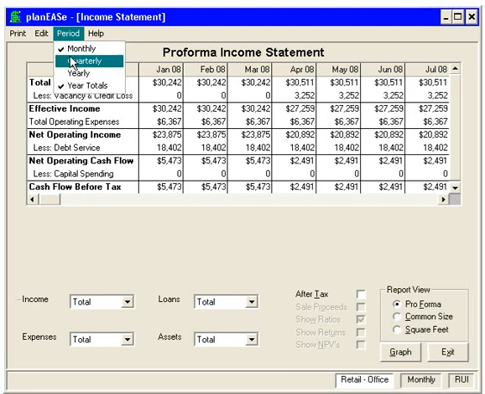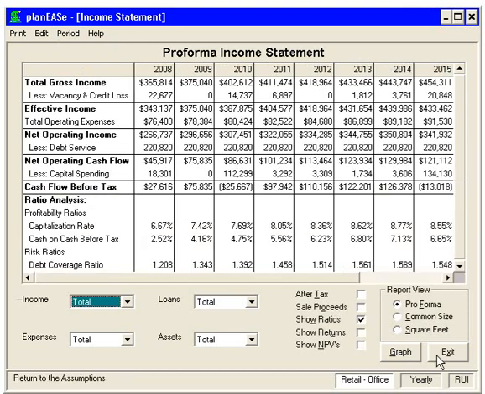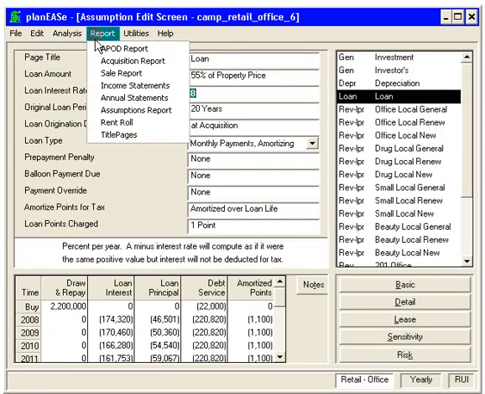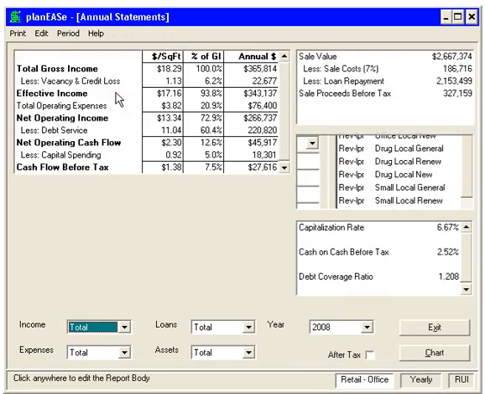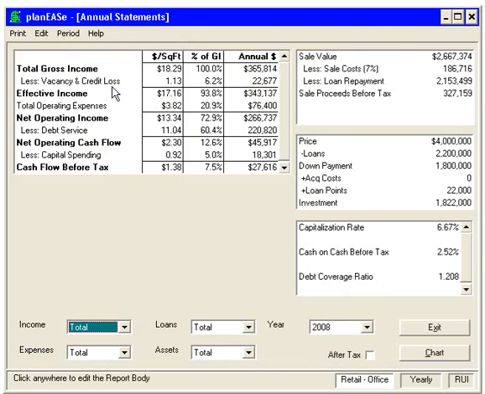Now, let's go back to yearly and go to the annual statements, which is a different report that's like the APOD, except this one takes the full 12 months into account, and you'll see the net operating income is different than it was in the APOD, and because of that, our debt coverage ratio is a little bit lower. So, which one is more accurate?